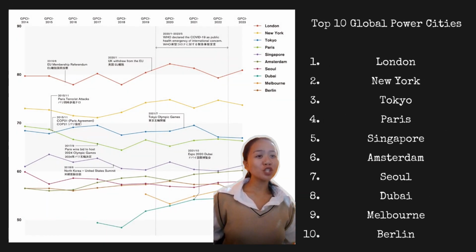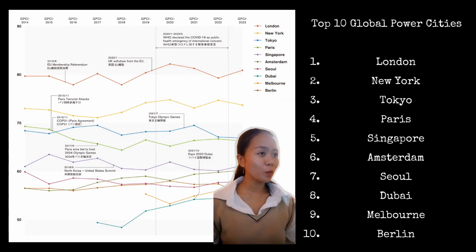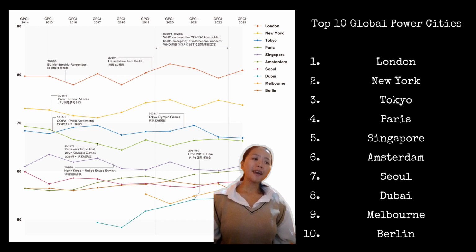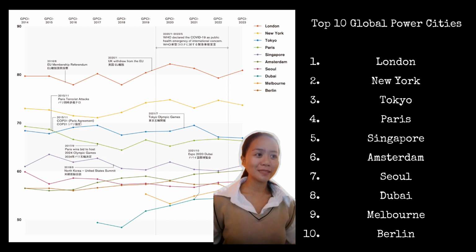I have mentioned earlier the top 10 global power cities. These are London, New York, Tokyo, Paris, followed by Singapore, then Amsterdam, Seoul, Dubai, Melbourne, and the last one is Berlin. These are the global power cities as of 2023. That is the latest one.